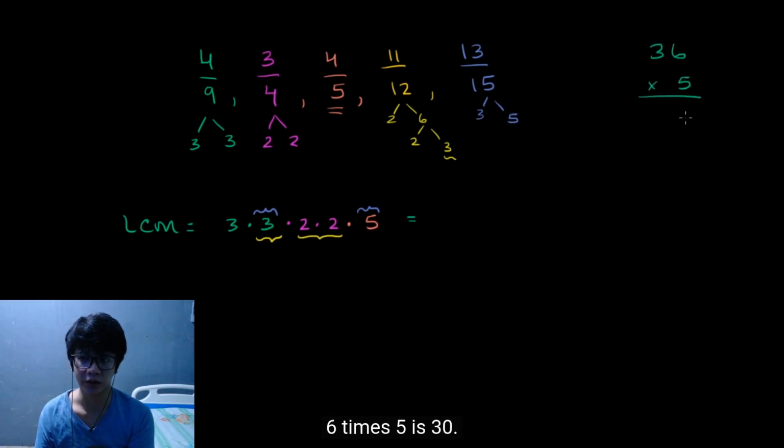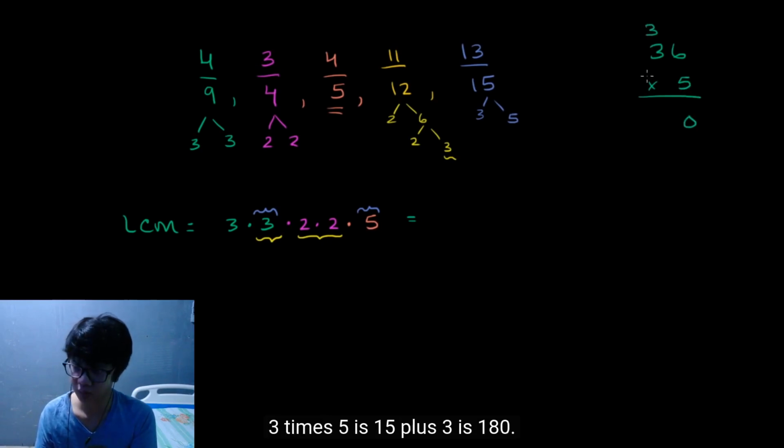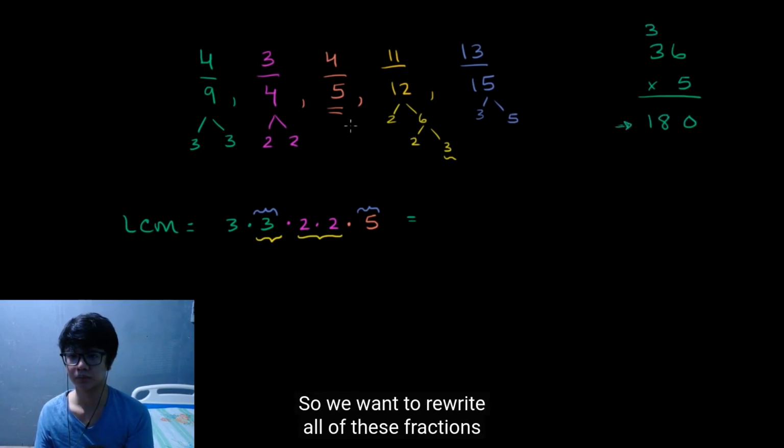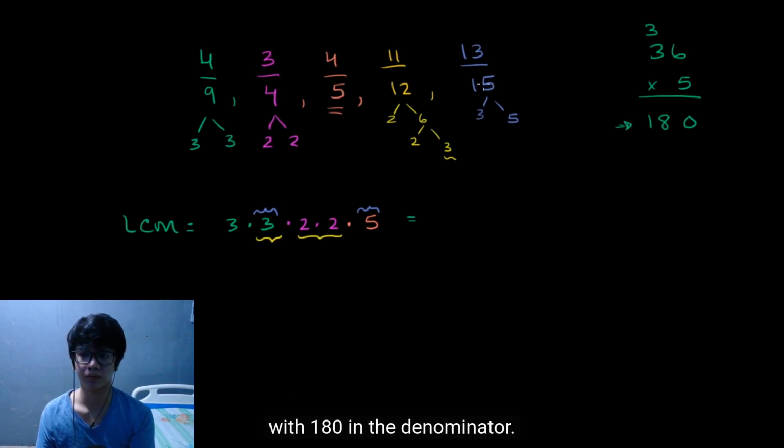6 times 5 is 30. 3 times 5 is 15. Plus 3 is 180. So our least common multiple is 180. So we want to rewrite all of these fractions with 180 in the denominator.